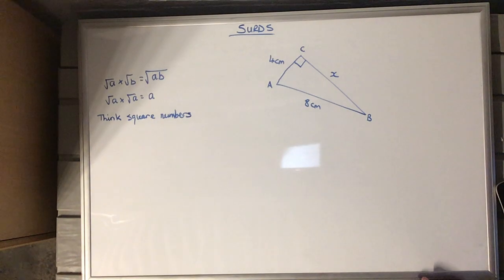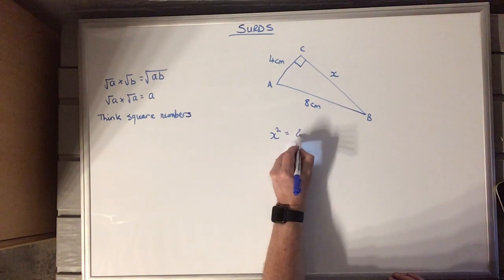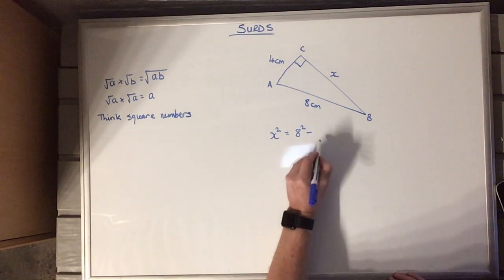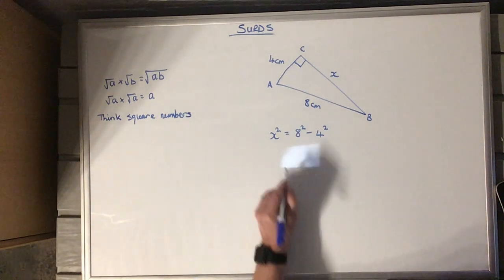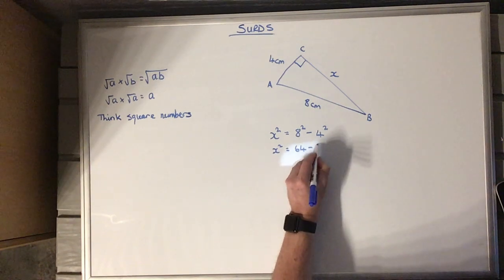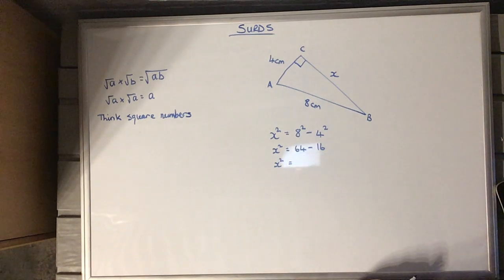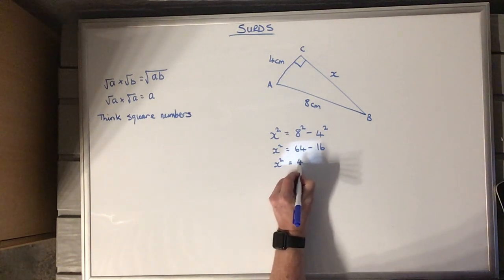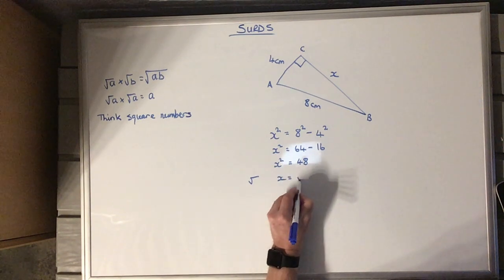So again, looking at Pythagoras, finding our shorter side. So short side squared, this side squared is equal to the longer side squared minus the other shorter side squared. So that gives me x squared then is equal to 64 minus 16. So that's going to give me x squared then is equal to 48. So taking the square root of both sides, x is equal to the square root of 48.